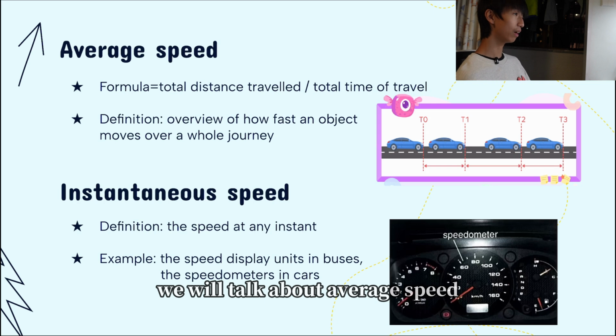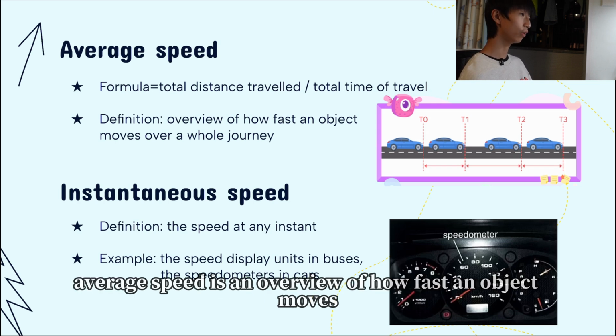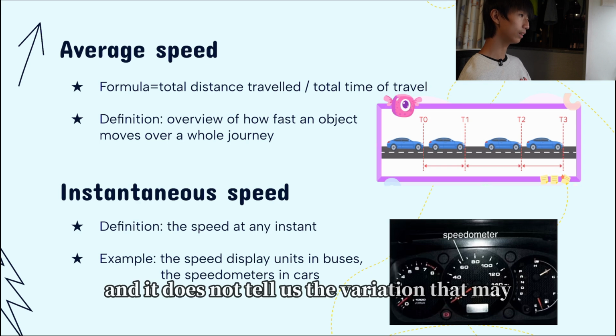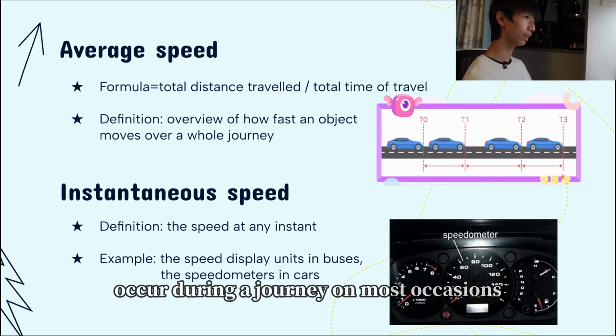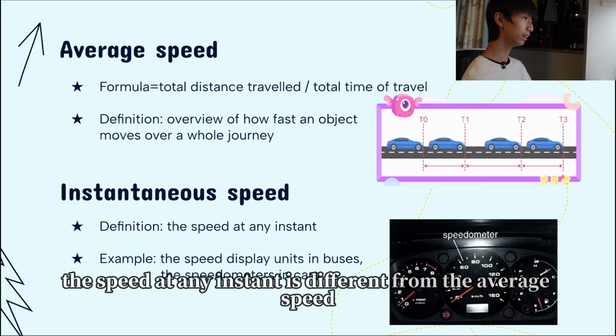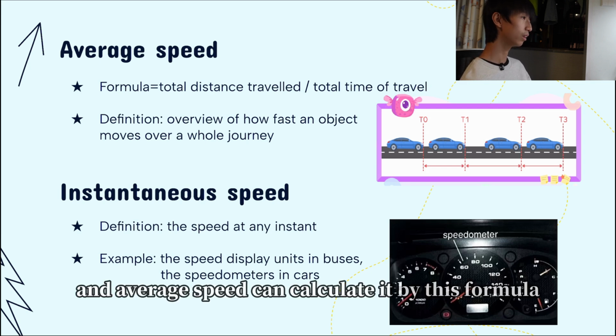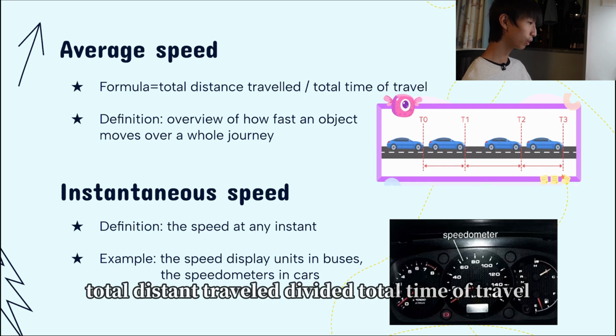Second, we'll talk about average speed. Average speed is an overview of how fast an object moves over a whole journey, and it does not tell us the variation that may occur during a journey. On most occasions, the speed at any instant is different from the average speed. That means the average speed is just an overview, and average speed can be calculated by this formula: total distance traveled divided by total time of travel.